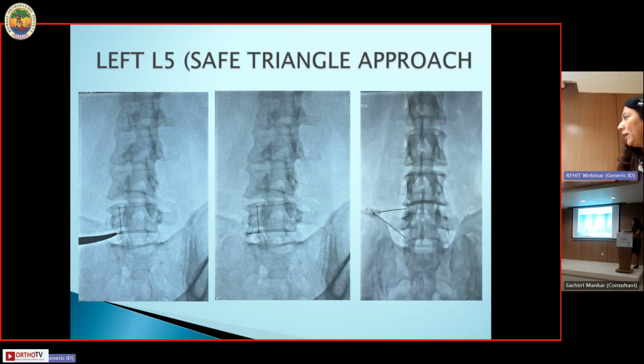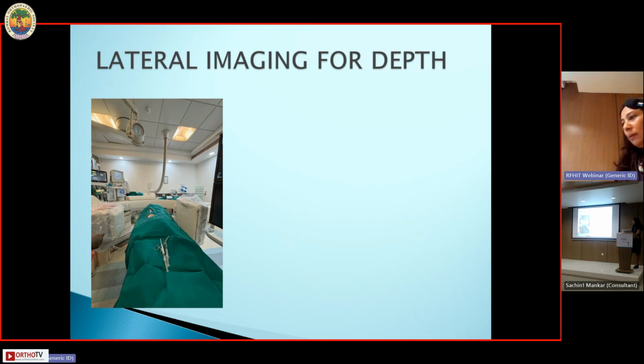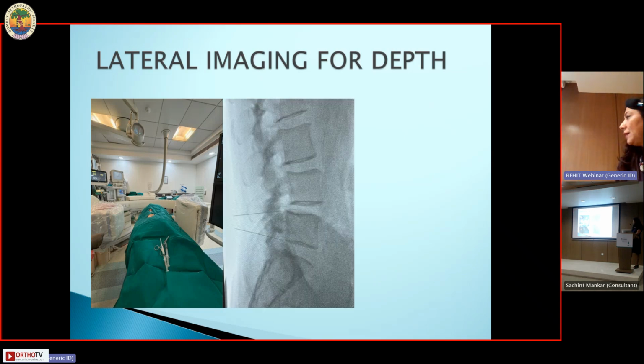While you're going lateral, just before you go lateral, you can do a straight AP image to see how deep you are. You can see even on an AP image that the L4 is not yet into the foramen, but the L5 definitely is. So the direction is seen by the oblique imaging and depth you see by lateral imaging. So you take a lateral image and like I said, the L4 isn't too far. Now, this is the Kambin's approach, the L4, whereas for the L5 I have done the safe triangle approach.